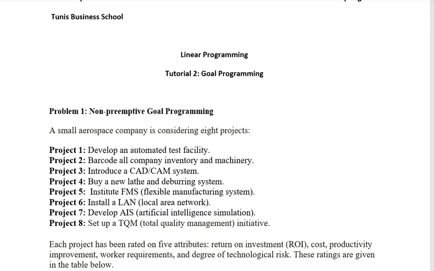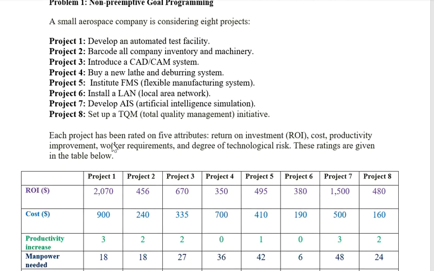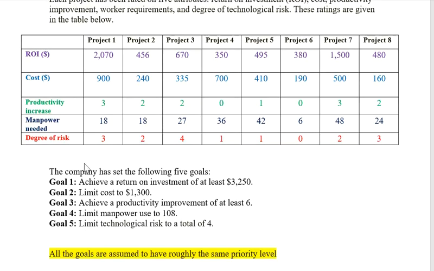This is part 1 of tutorial 2, goal programming. Here's our first example. A small aerospace company is considering 8 projects. These are the projects, and each project has been rated on 5 attributes: return on investment, cost, productivity improvement, worker requirements, and degree of technological risks. And the company has set the following 5 goals.